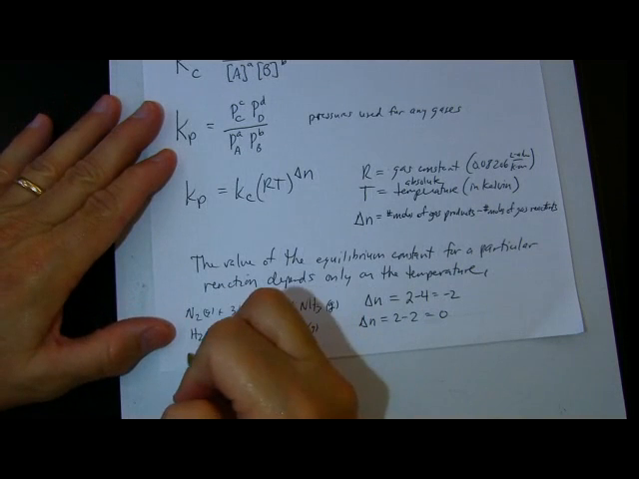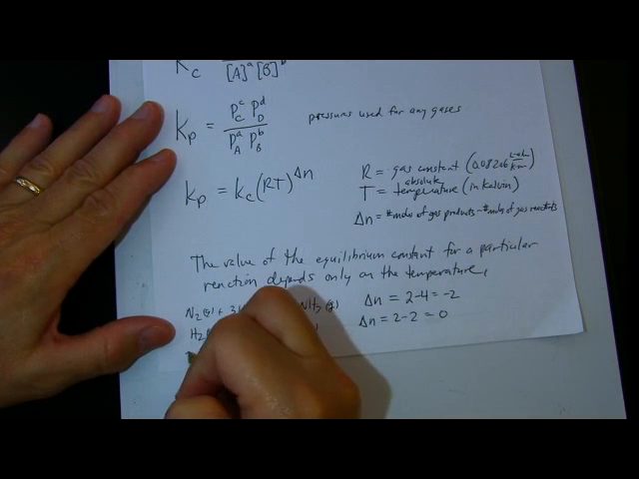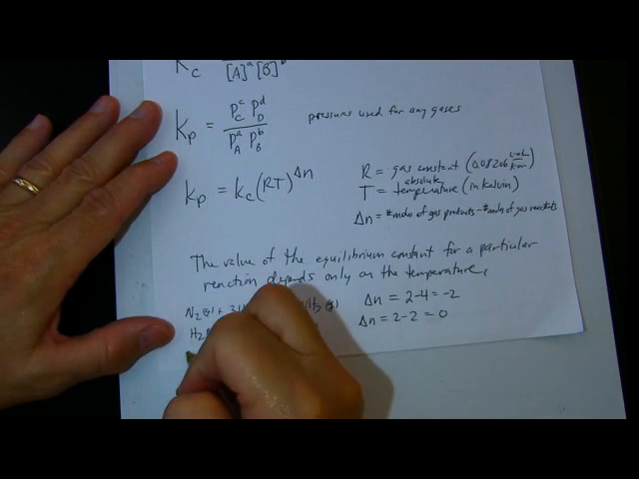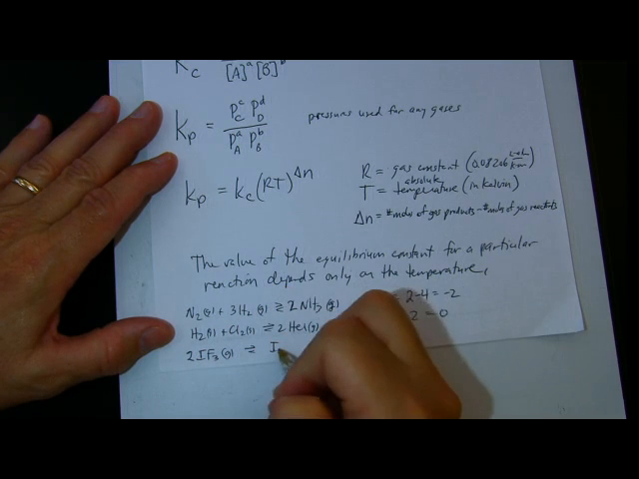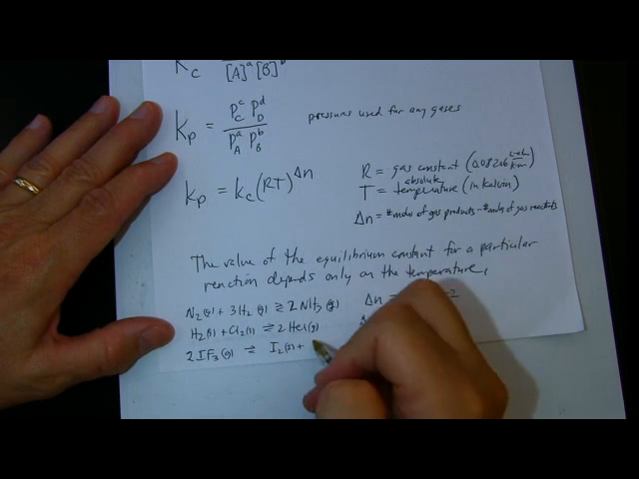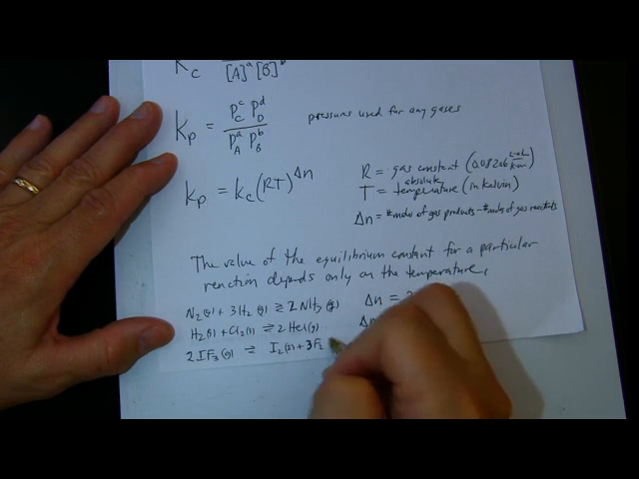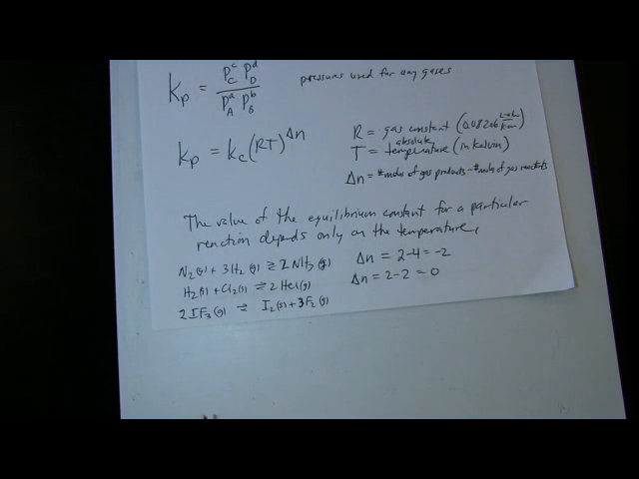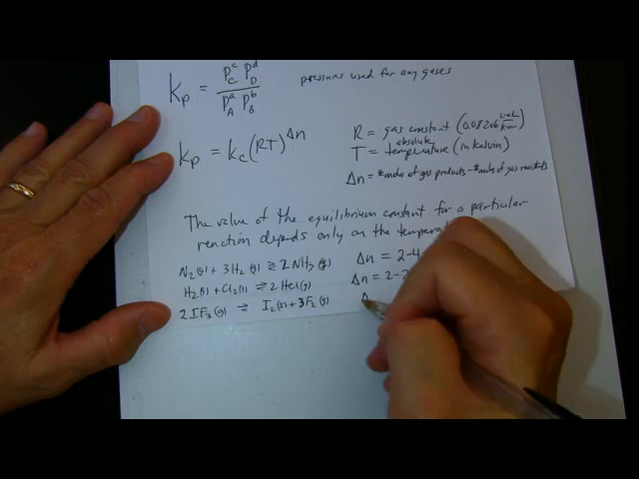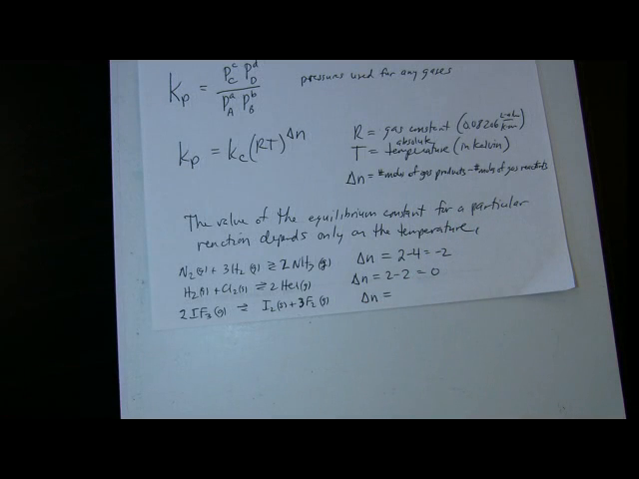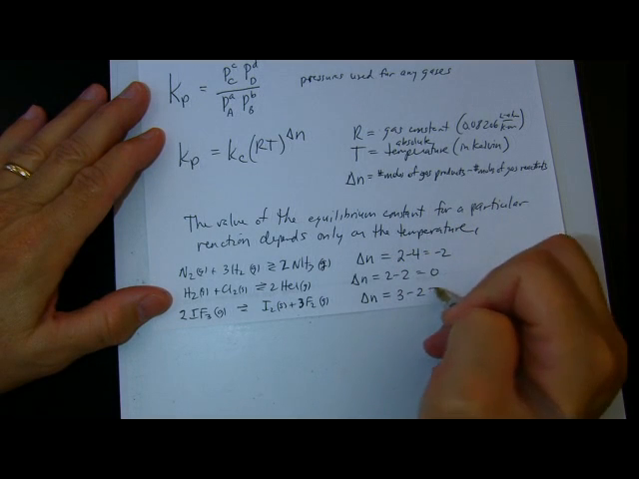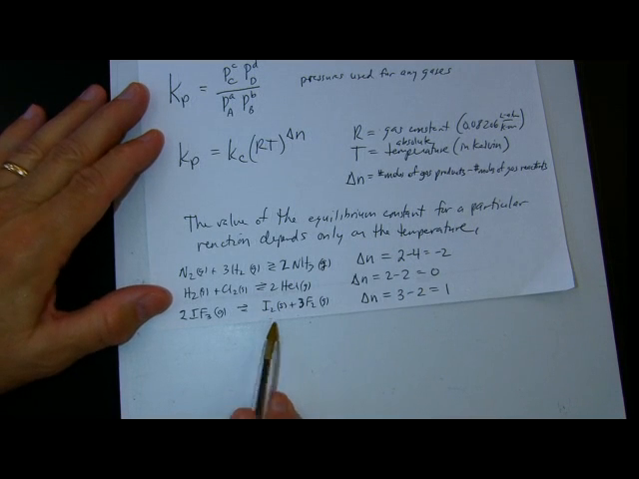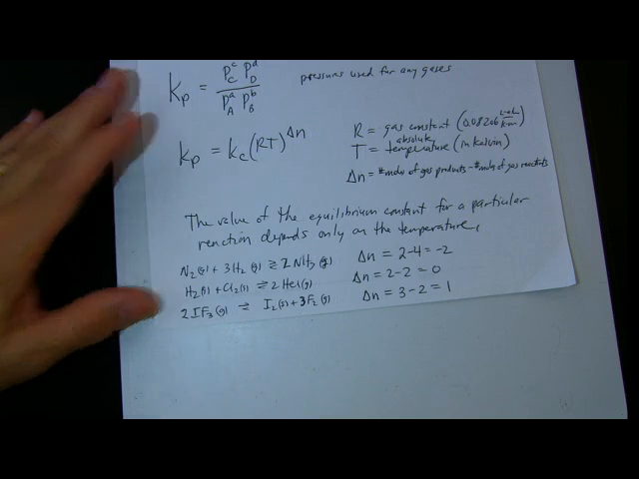And now the other case. Let's say we had 2 IF3 gas in equilibrium with I2 solid plus 3 F2 gas. All right, so decomposition of iodine trifluoride. What would delta N be there if that iodine is formed, precipitated out on the sides of the container? 1. Okay, it would be 3 minus 2 equals 1, because we wouldn't count the solid. Only count the gases. 3 moles of gas there, 2 moles of gas there.